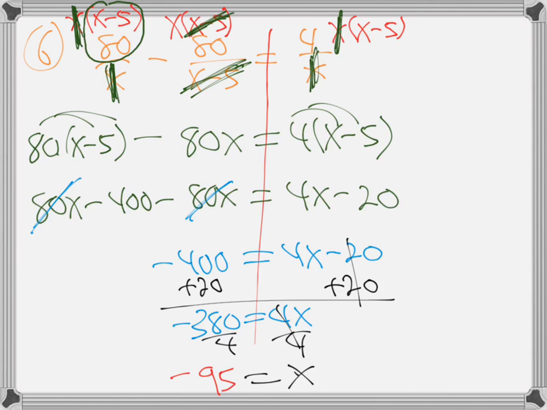Negative 95. How are we doing? Is that okay? Questions I can answer on that one? Is that good? Because that's the heartbeat of this section.